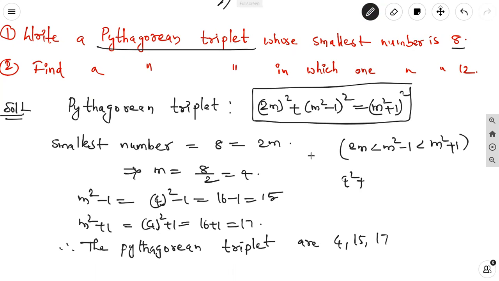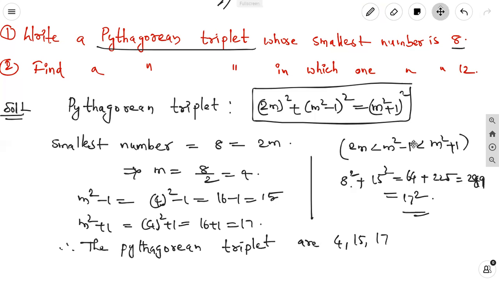Just check it. 8 squared plus 15 squared, is it 17 squared or not? 15 squared is 225. 8 squared is 64, so 64 plus 225 is 289. 289 is clearly 17 squared. So it satisfies the Pythagorean triplet.